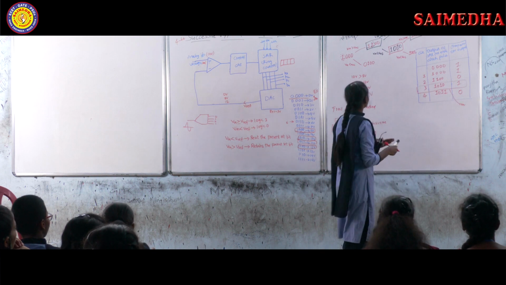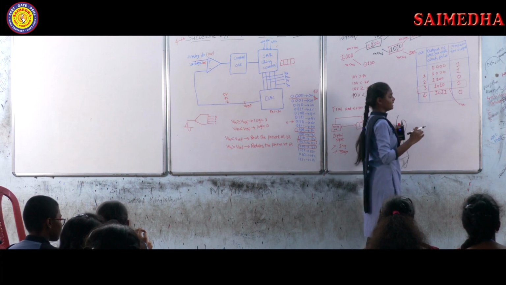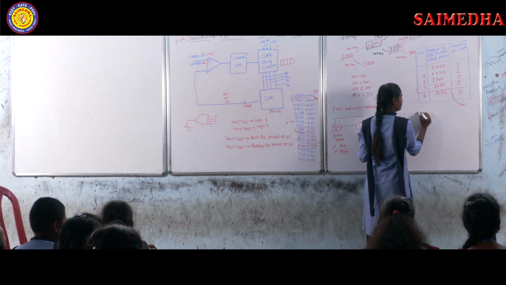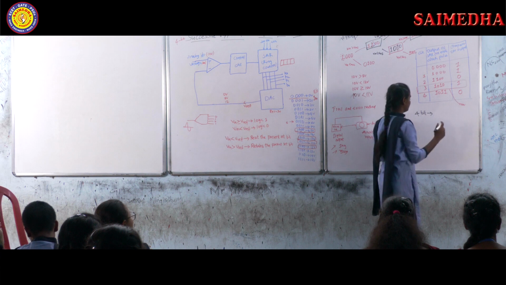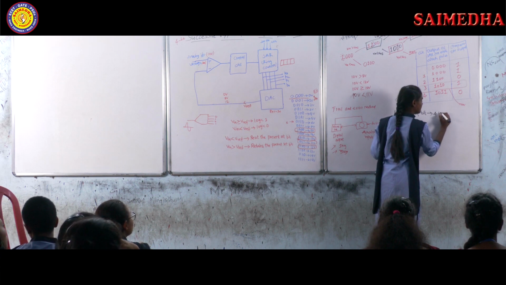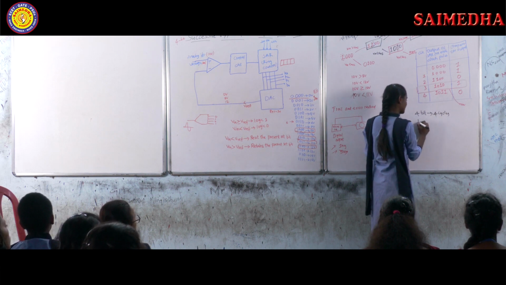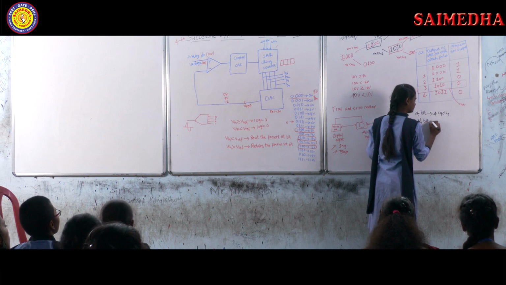So for 4 bit it takes 4 clock cycles, right? Here we are taking 4 bits, so it completes in 4 cycles. So 4 bit takes 4 cycles, and for n bit it takes n cycles.